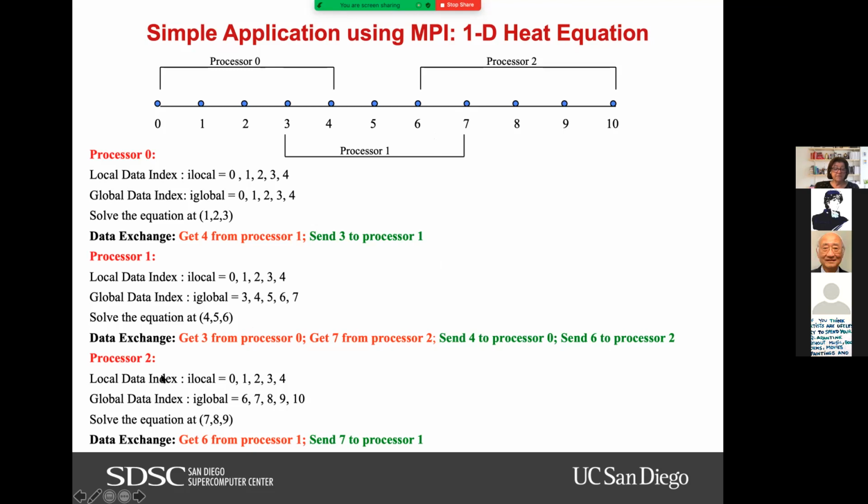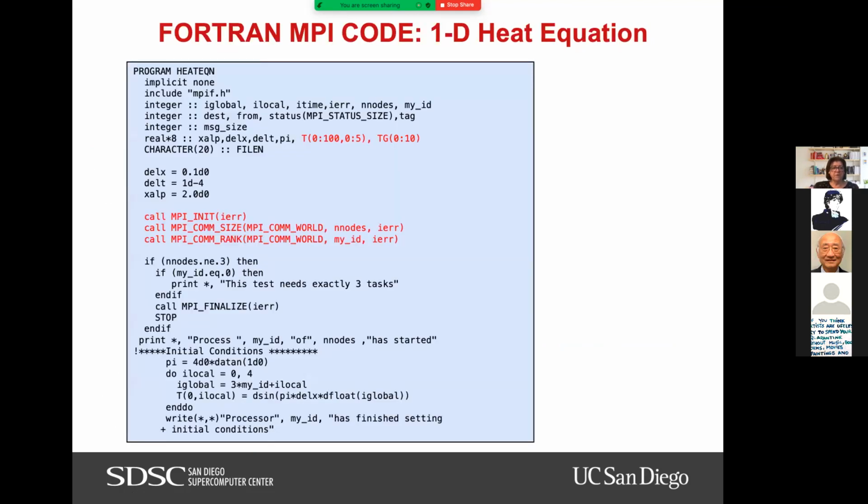And then similarly for processor two, it needs to get the data element six from processor one and send the value of data point seven to processor one. Sometimes you might need to communicate from zero to 10, depending on the kind of problem you're setting up and the boundary conditions. We won't go into that too much.